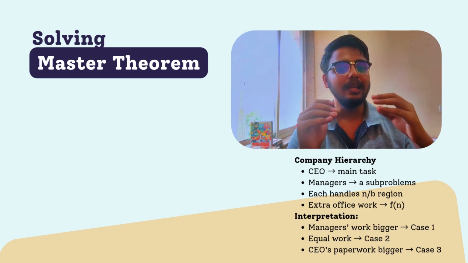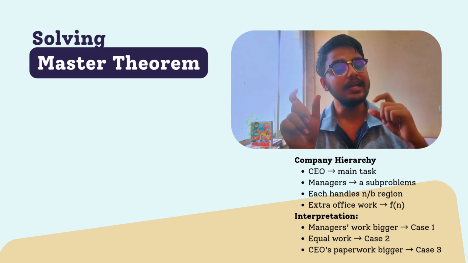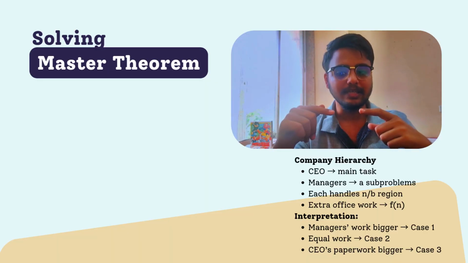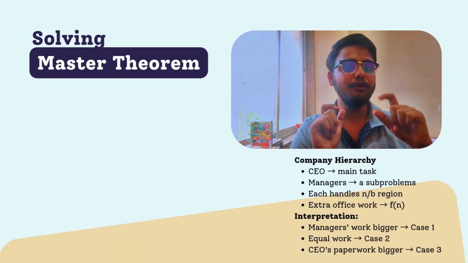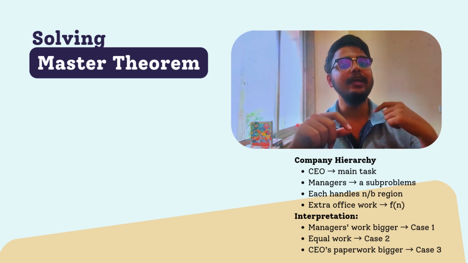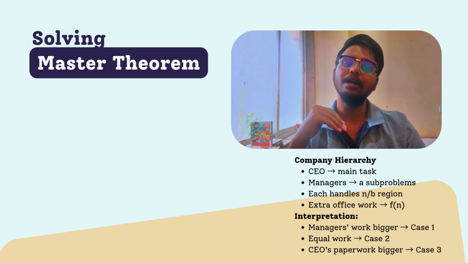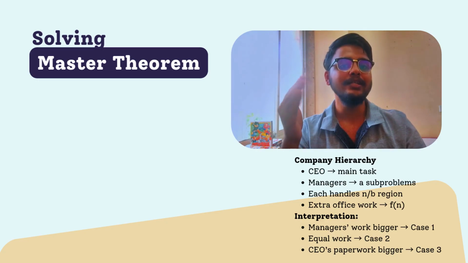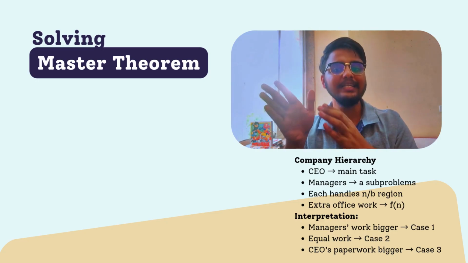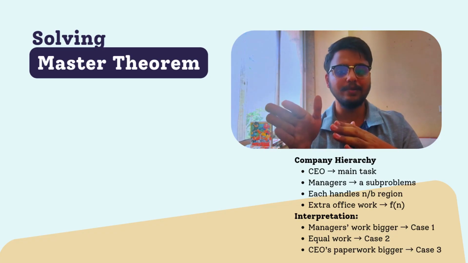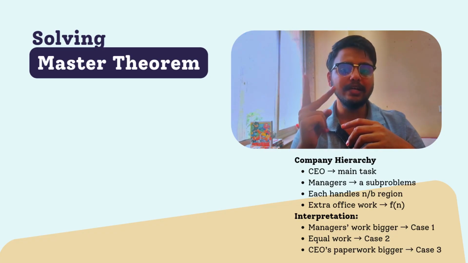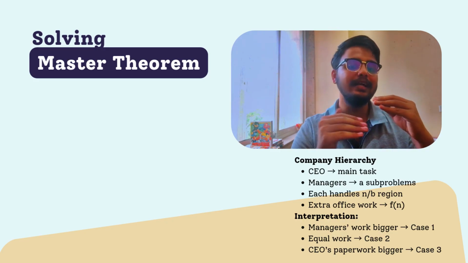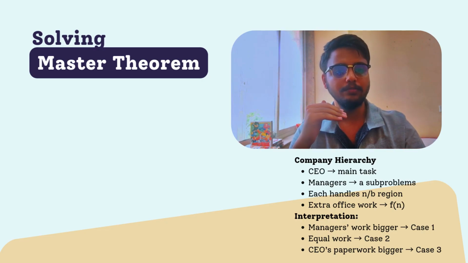In case 2, let us say there is a tie. Managers and CEO have equal contributions. That means both are equally busy. And in case 3, where f of n wins, the CEO has huge paperwork and managers are doing much less. That means the outside work of paperwork, f of n, dominates more than the managers. That is exactly how the master theorem picks between recursion work, outside work, or both doing equally. This is the simple company analogy that makes the theorem more intuitive.